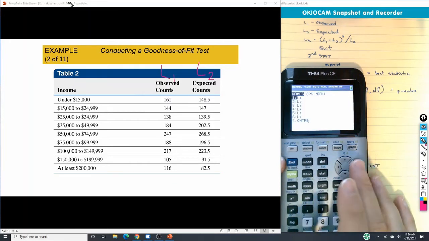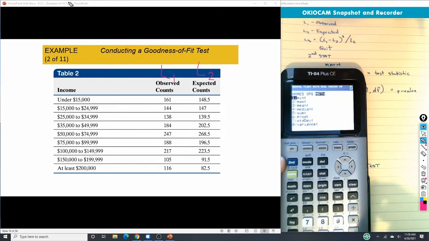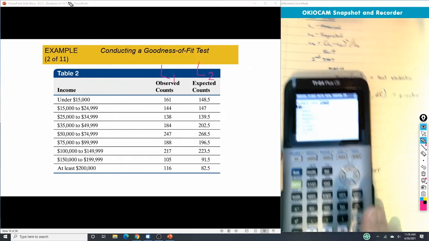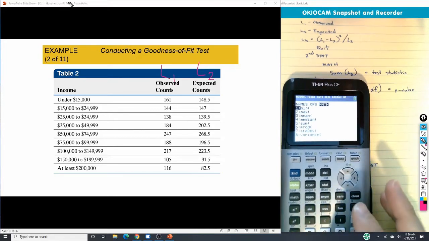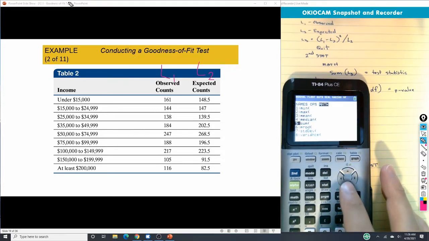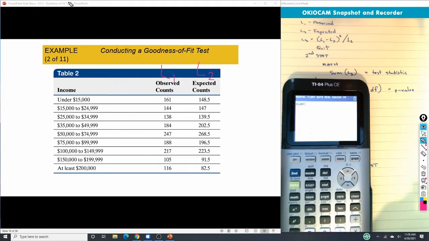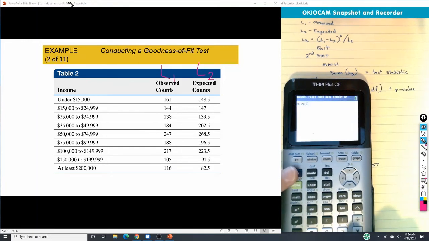second stat, and we're going to go over to math. Okay, so we're going to go over to math, and then we're going to go down to sum. We want to add a bunch of things together. So we're going to add those together by hitting sum, and we want to do L3. So second 3 for L3. So we want to add up everything in our L3 list that we just created. Okay? And then we press enter.